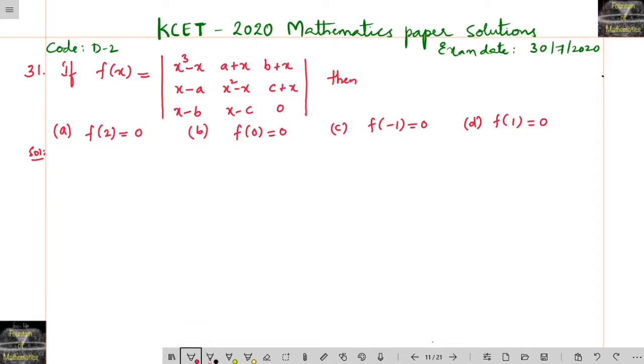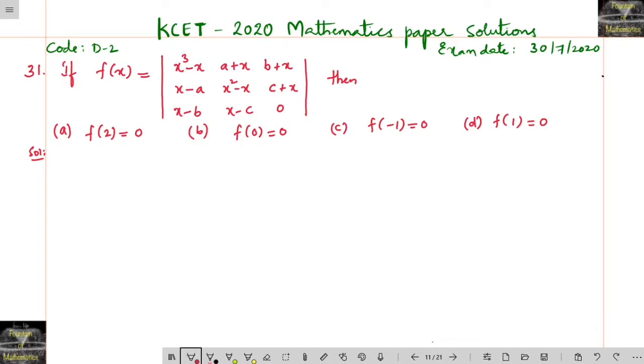If f of x is equal to the determinant of x cube minus x, a plus x, b plus x; x minus a, x square minus x, c plus x; x minus b, x minus c and 0, then among these four options which one will be correct? f of 2 is equal to 0, or f of 0 is equal to 0, or f of minus 1 equals 0, or f of 1 is equal to 0.